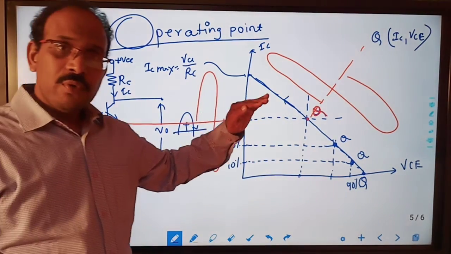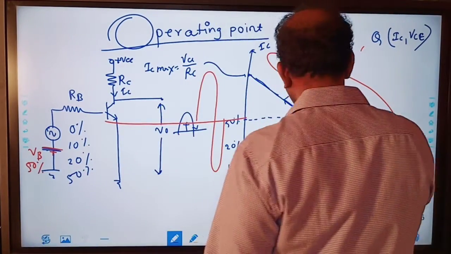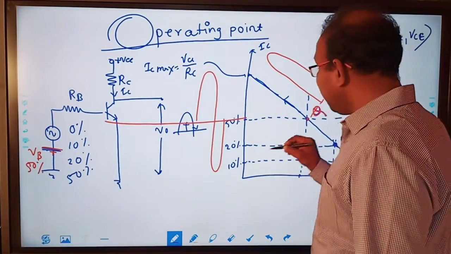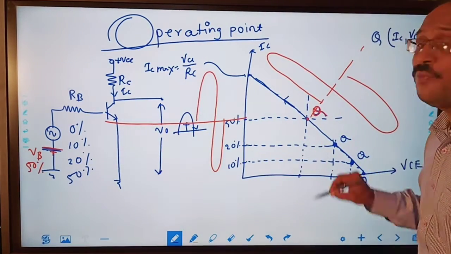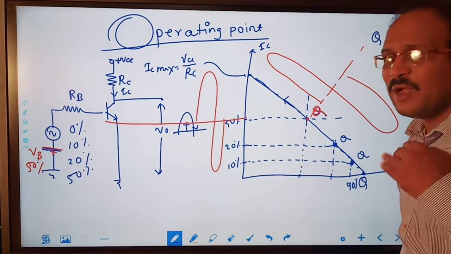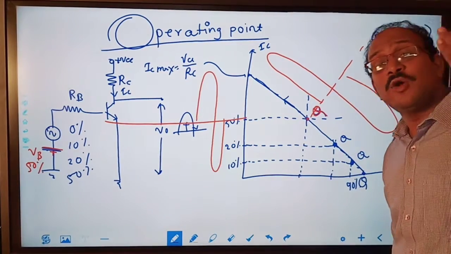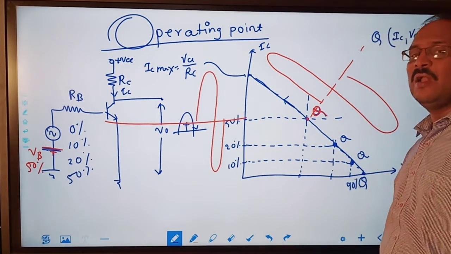So this particular Q point, setting of biasing, setting a Q point because of biasing should be at the center of the DC load line. Okay, I will explain afterward. It should be center of the active line. That I will explain how.